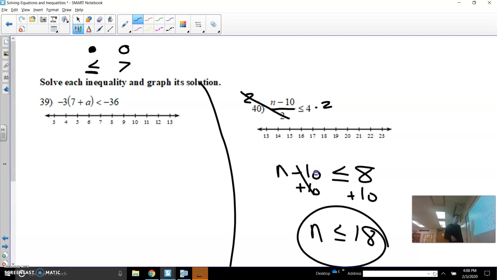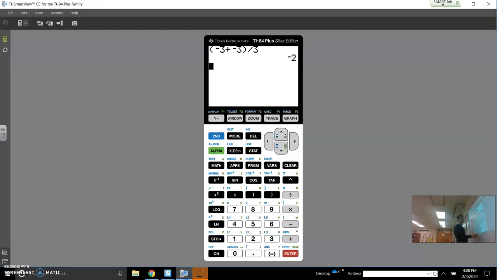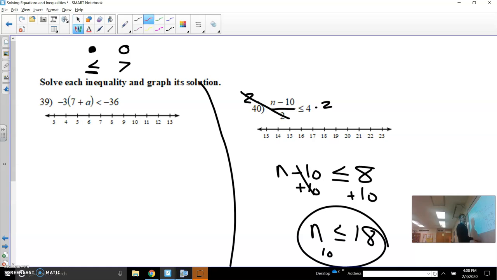So, for example, I could say 10. 10 is less than 18. So I can test this by plugging it in. 10 minus 10 would be 0. And if you divide that by 4, you get 0. And that solution, 0, is less than or equal to 4. So that is a value that is correct. And there are infinite numbers. As long as it's less than or equal to 18, when you plug that number in, it will come out to be less than or equal to 4.